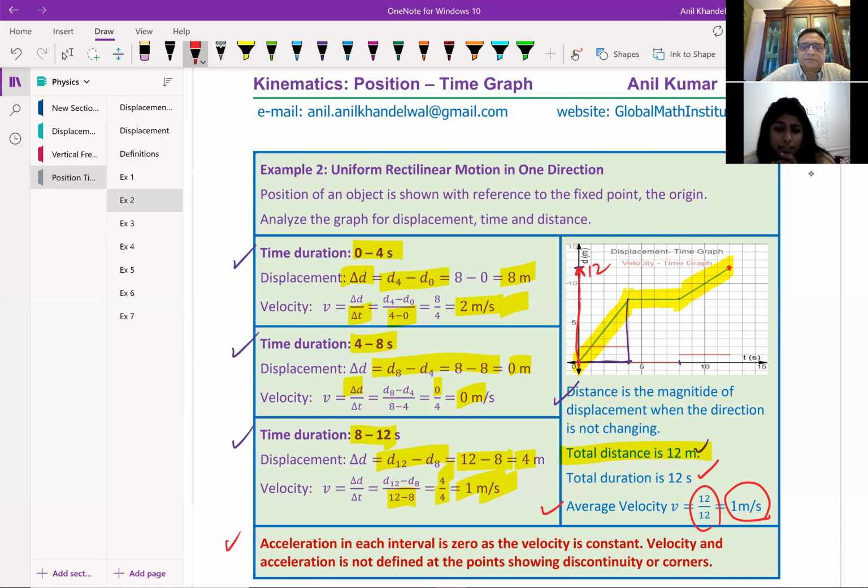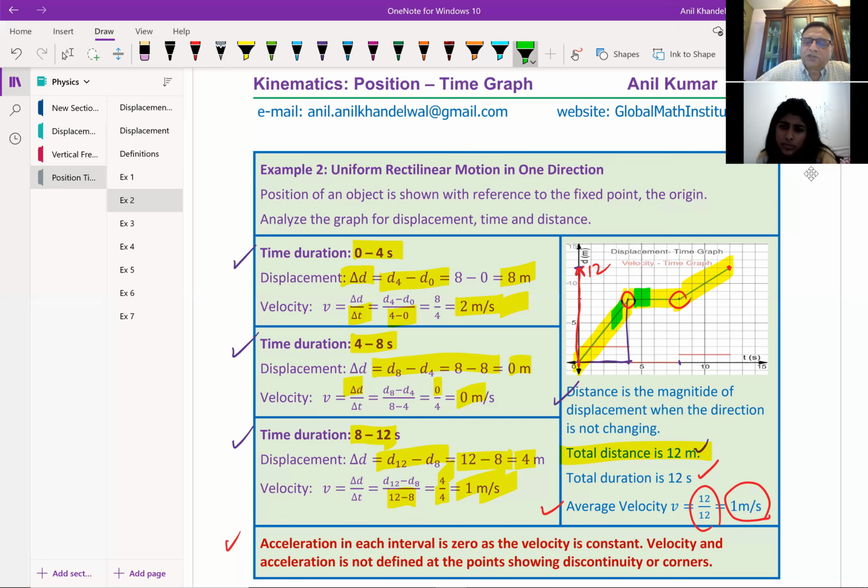Acceleration in each interval is 0 as the velocity is constant. Velocity and acceleration is not defined at the points showing discontinuity or corners. So at these particular points, specifically, because they are rate of change. If you look at the rate of change, then rate of change approaching from this side is not the same as from the other side, before and after. Since they are different, at these corners, velocity and even acceleration are not defined, right? But immediately before this or immediately after this, they are all defined.